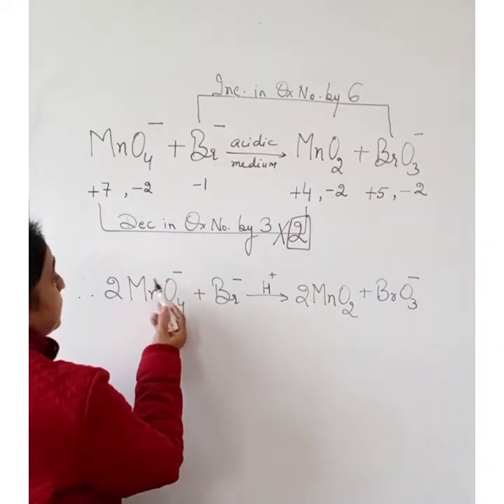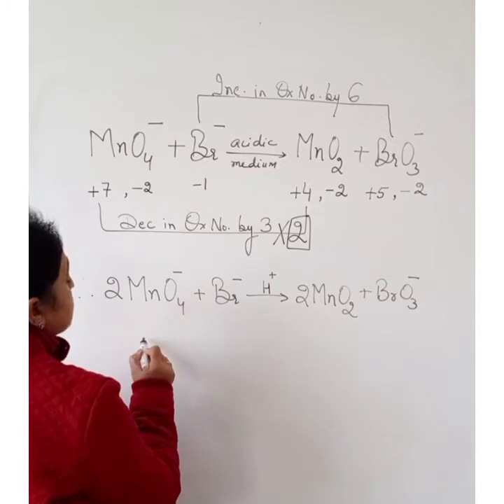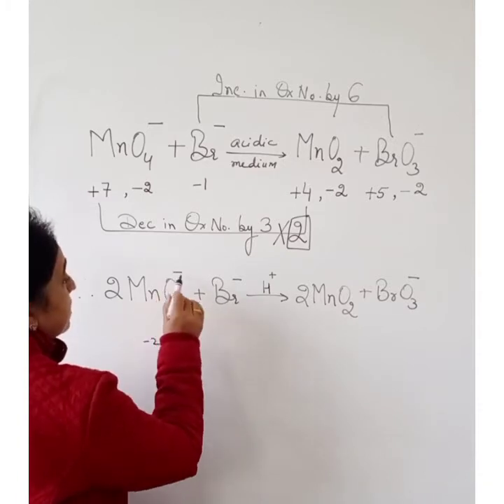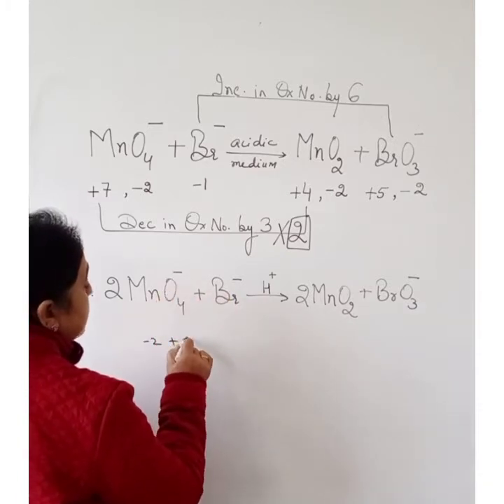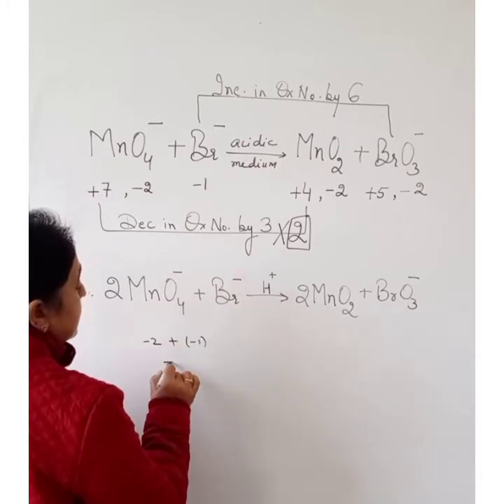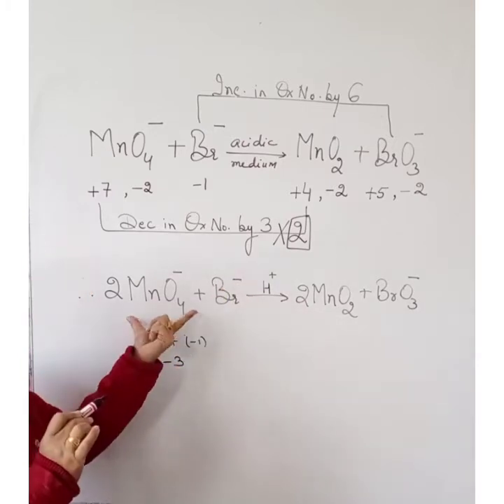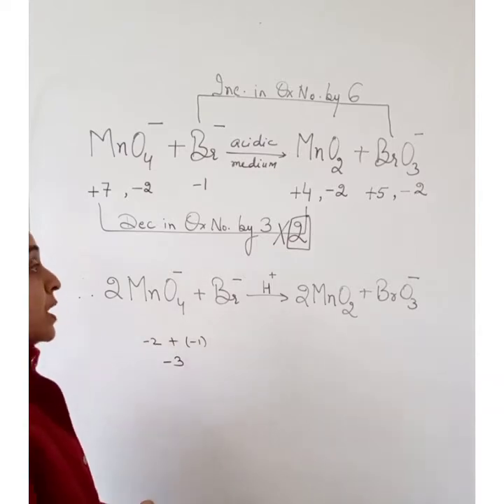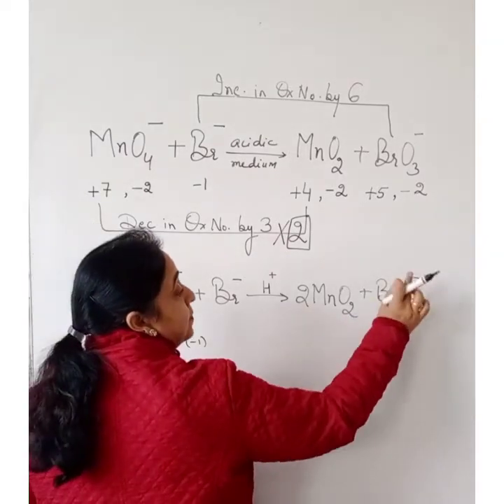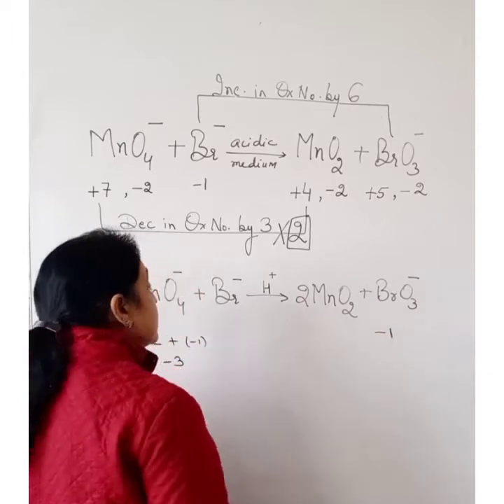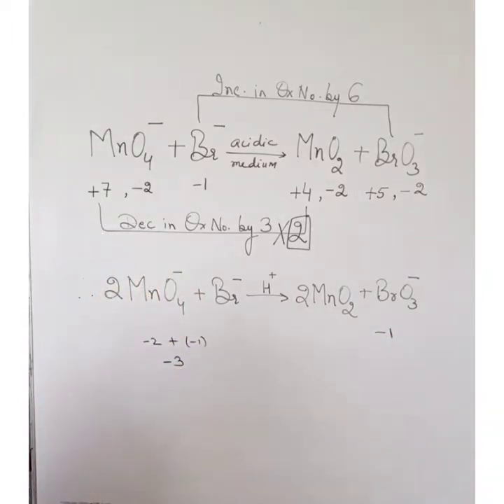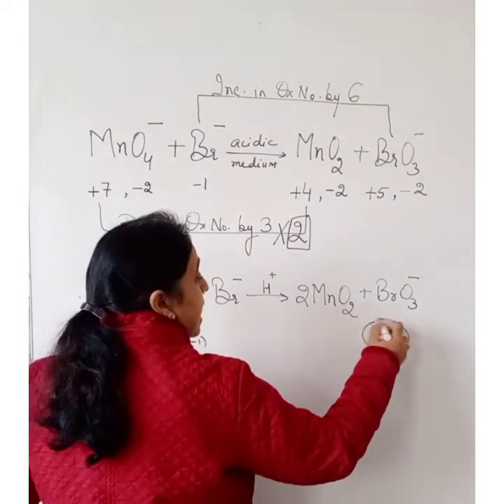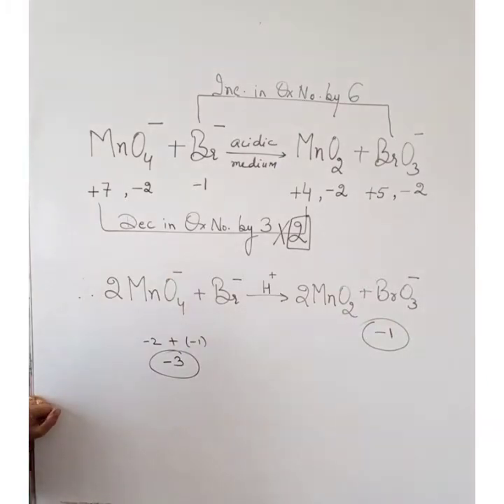Now let me see. 2 negative charge is there, so minus 2 charge is here, and minus 1 charge on Br minus. That means on the left hand side we have minus 3 charge. On the right hand side we have minus 1 charge. Now the medium is acidic. I have to balance these charges, minus 3 and minus 1, by adding H plus ions.